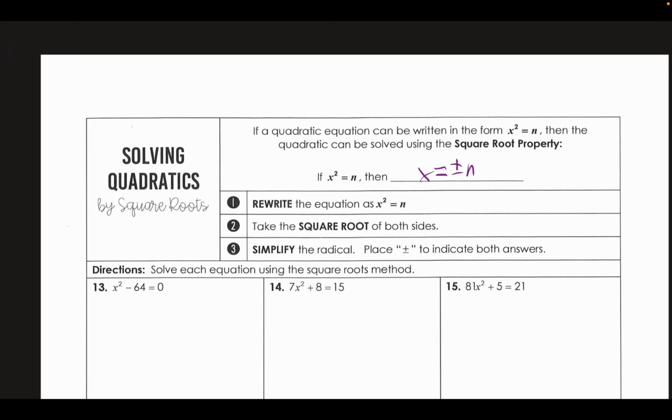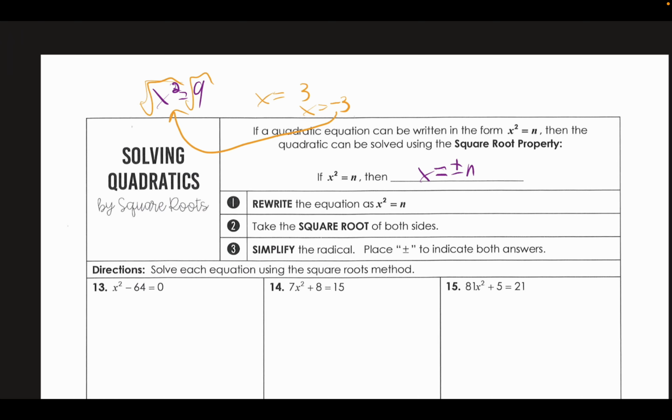The reason we say this is the case is because if we have x squared equals 9, for example, and we were to square root both sides, we say that x would equal not only 3, but also negative 3. Because if we were to plug 3 in for x and square it, you get 9. If you plug in negative 3 for x and square it, you also get 9.